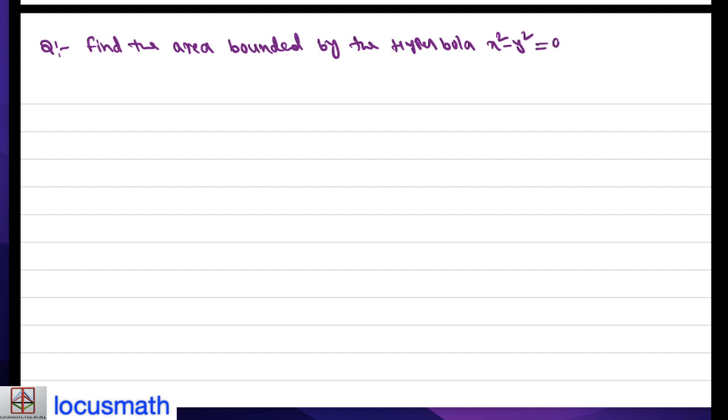Find the area bounded by the hyperbola x square minus y square is equal to a square between the straight lines x equal to a and x equal to 2a. So this is your question number 2.